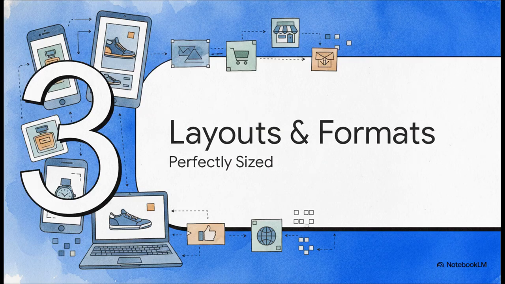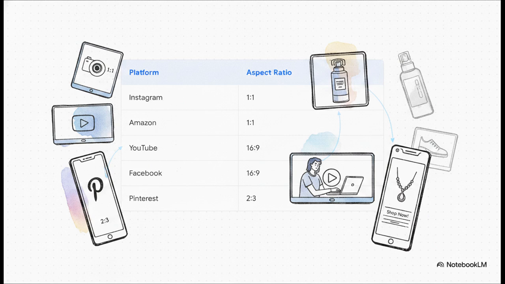Okay, on to Section 3, Customizing Layouts and Formats. Because your images need to be perfectly sized for every platform, right? Consider this aspect ratio guide your ultimate cheat sheet. We've all dealt with that awkward crop where half your product gets cut off on Instagram. It's the worst. But Google Flow lets you lock in these aspect ratios before you even generate. Need a square 1:1 for Amazon? Or a vertical 2:3 for Pinterest? It frames it perfectly every single time.